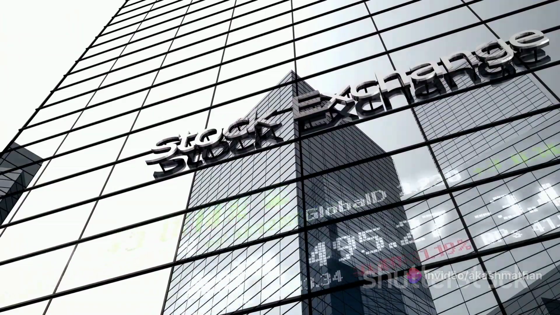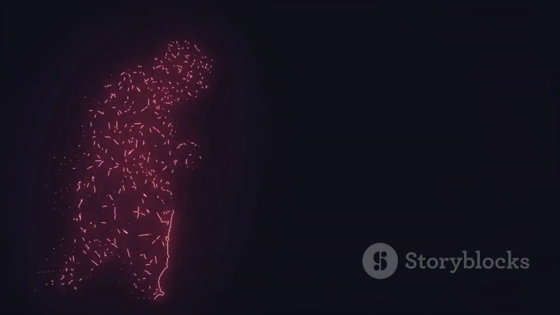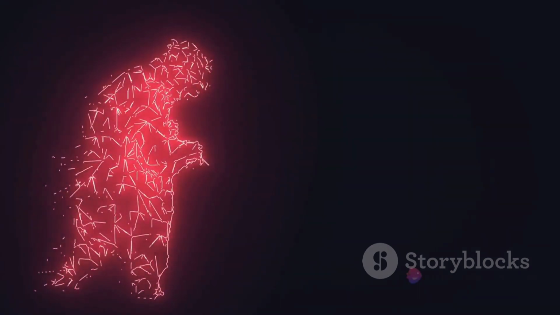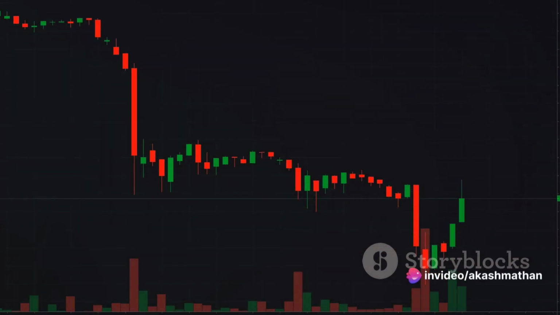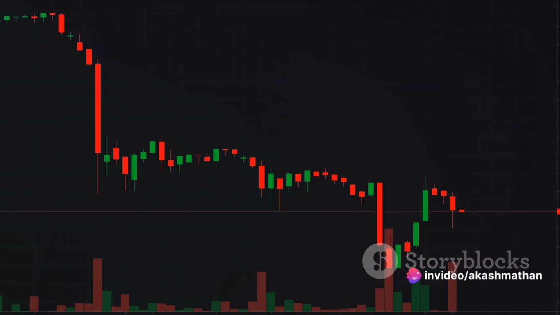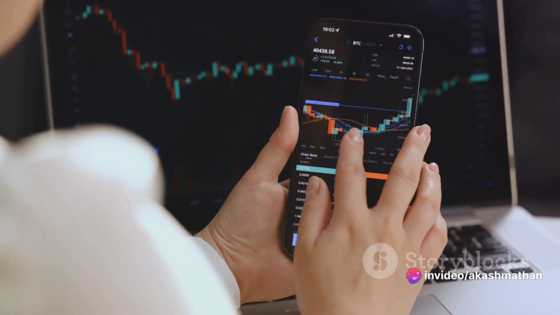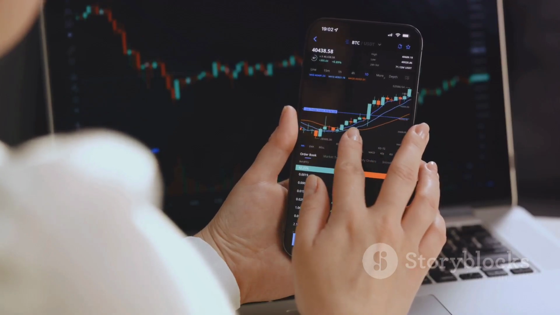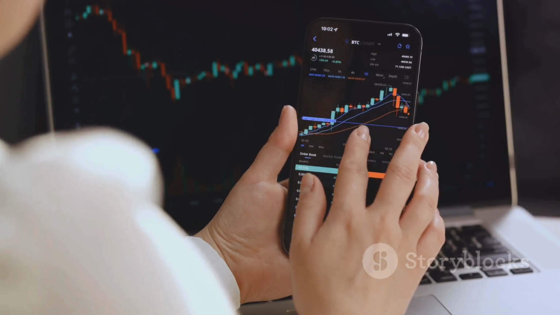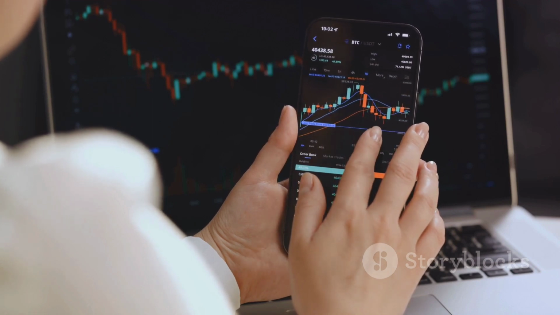A candlestick, in essence, is a visual representation of the battle between the bulls and the bears in the market. It consists of four main components: the open, close, high, and low. The body of the candlestick is formed by the opening and closing prices, while the wicks or shadows represent the high and low prices during that period.